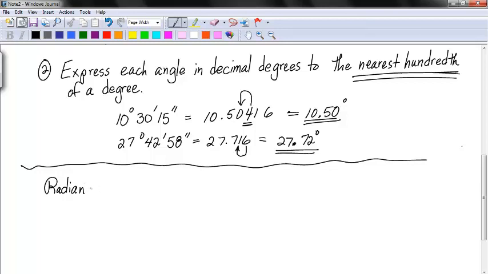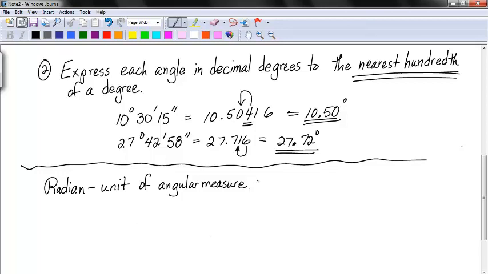A radian is a unit of angular measure. If you look on your calculator, even our calculator or just a regular TI scientific calculator, it'll have degrees, radians, and grads. We're not doing anything with grads. We're going to do everything with degrees and radians. But grads is another unit of angular measure.